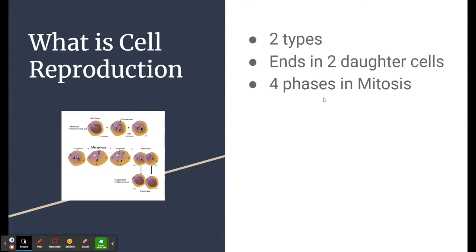So what is cell reproduction? Cell reproduction happens in two different ways, which are mitosis and meiosis. Mitosis happens in somatic cells, which are non-sex cells, so that's almost every single cell in the body. Meiosis is similar to mitosis, but some of the steps are a little bit different, and it also happens in only sex cells. In this video, we will only be talking about mitosis.